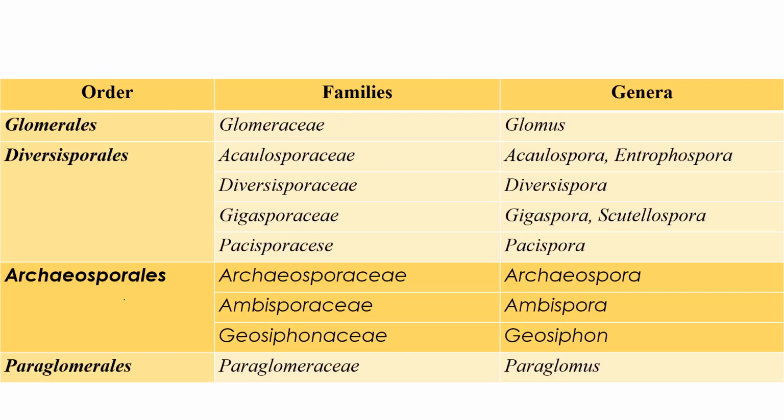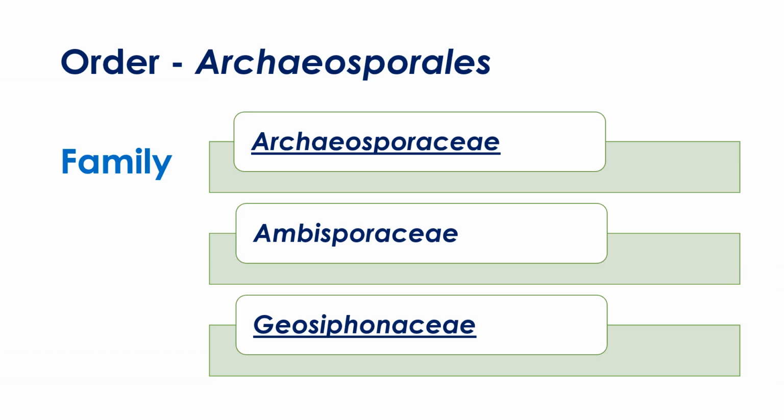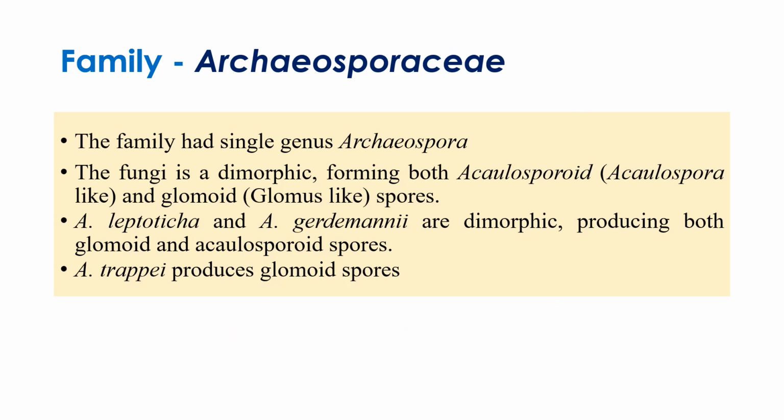Coming to the next order, Archaeosporales. This order consists of three families: Archaeosporaceae, Ambisporaceae and Geosiphonaceae. We are going to discuss only two families, Archaeosporaceae and Geosiphonaceae. The family Archaeosporaceae consists of a single genus, Archaeospora. They are dimorphic, meaning two. They produce glomoid spores as well as acaulosporoid spores, forming acaulosporoid spores like Acaulospora, and also glomoid spores like Glomus.